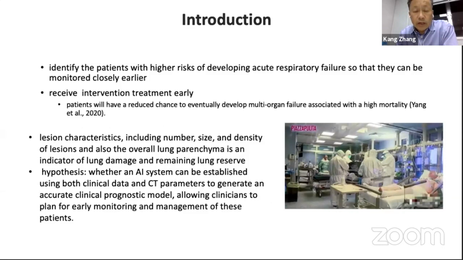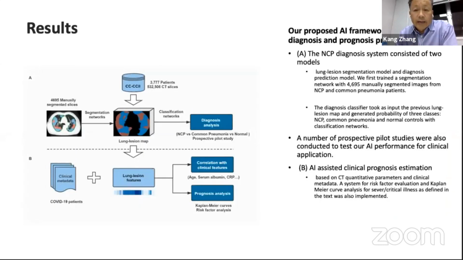So, just like Dr. Shen said, there are a number of issues in using CT for applications in COVID-19 diagnosis and prognosis. What we did here is build two models, and one is for diagnosis. In order to build a very accurate diagnosis tool, we found that it's important to initially do a segmentation and build a segmentation network.